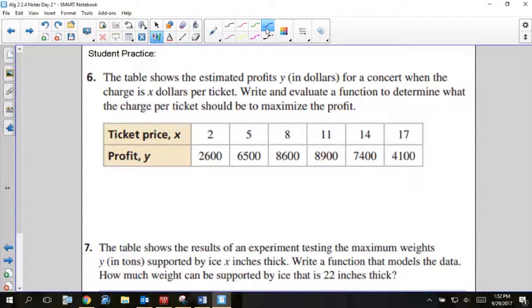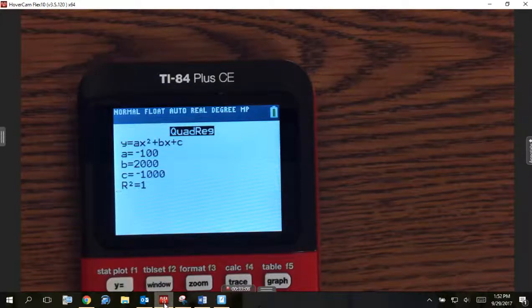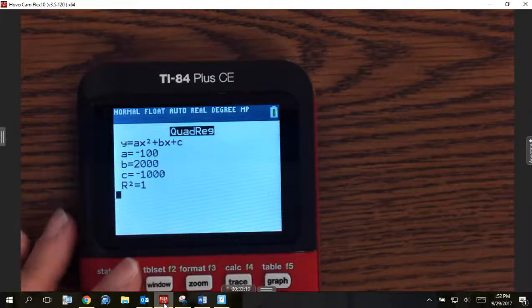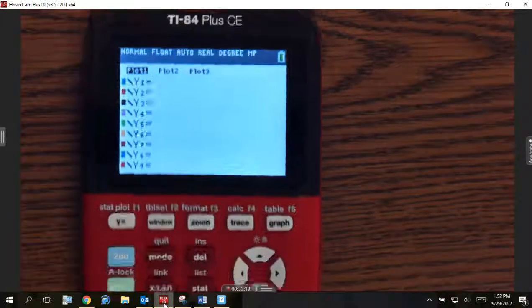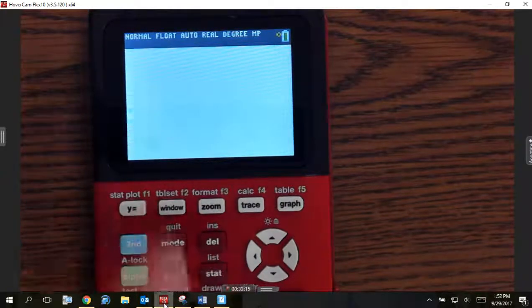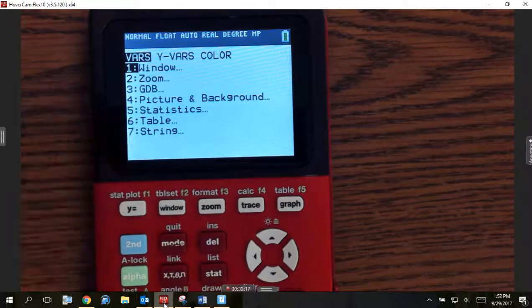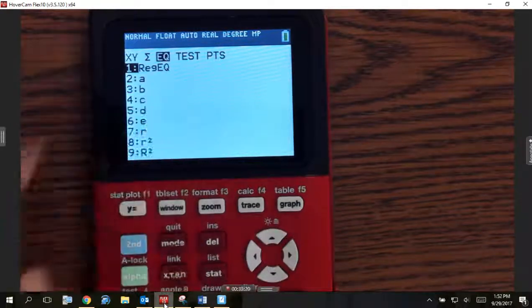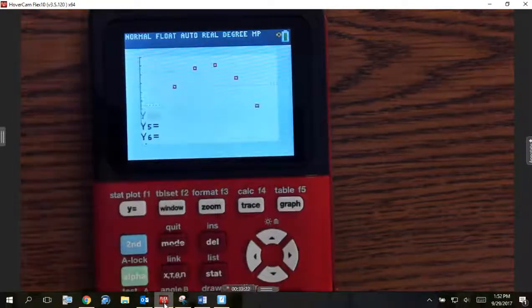I'm looking, this is x and y, so I'll do y equals negative 100 x squared plus 2,000 x minus 1,000. And then we have to figure out the optimal charge per ticket, the best charge per ticket to maximize our profit. So that means that we're going to graph the equation and find the vertex. So we go to y equals, and we copy it by doing vars, number 5, statistics, over to EQ, regular EQ, graph.